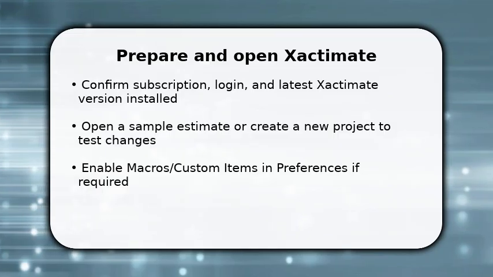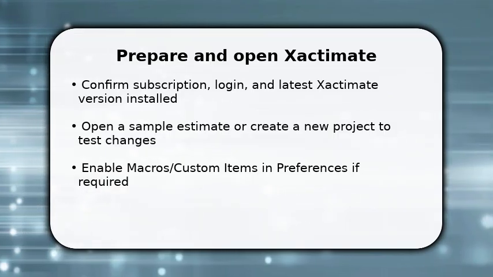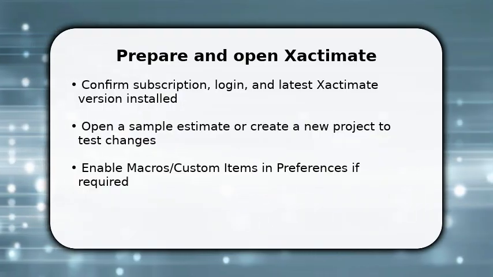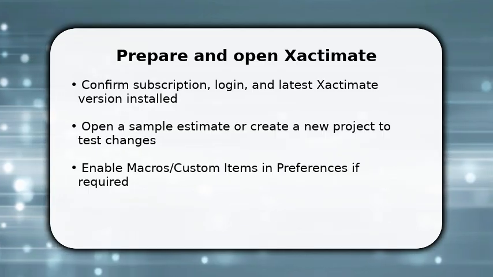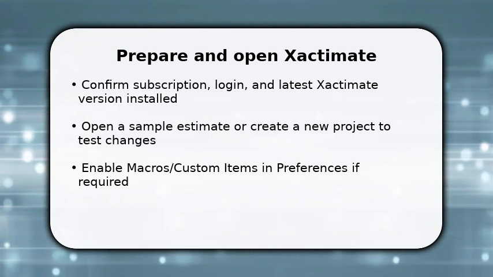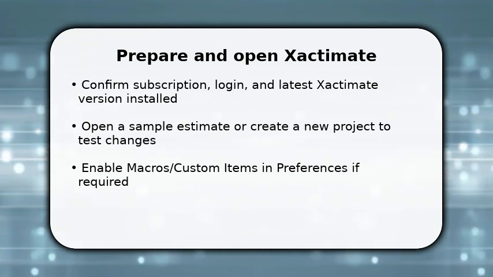Make sure the macros or custom items feature is enabled in preferences, and note where the macro editor lives in your version. You want an active estimate open, so when you record or script actions, every step maps to real fields rather than placeholders. Now create the macro.